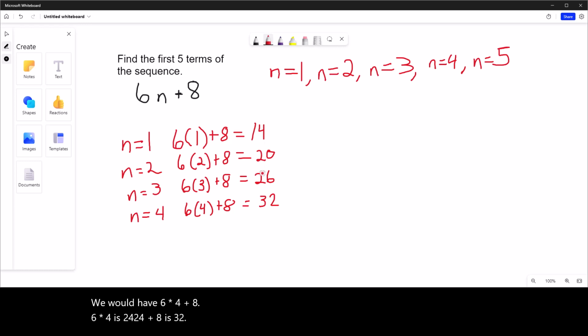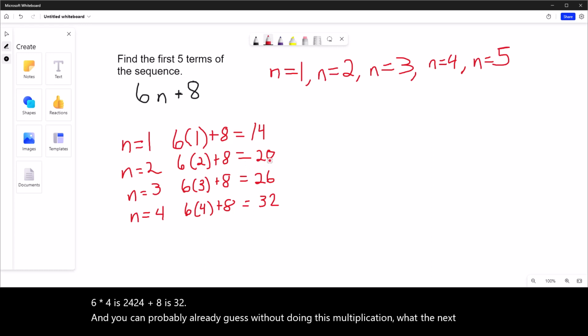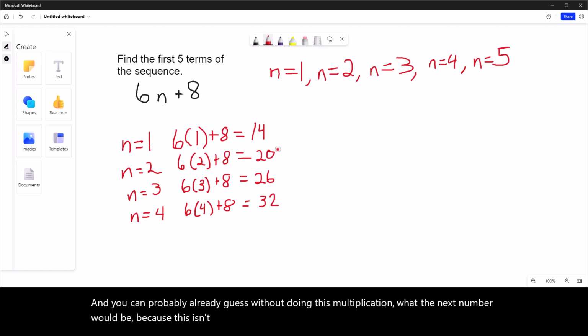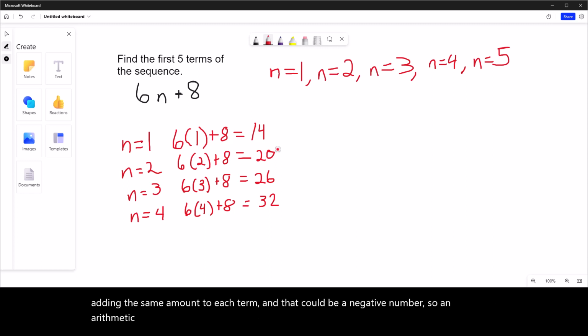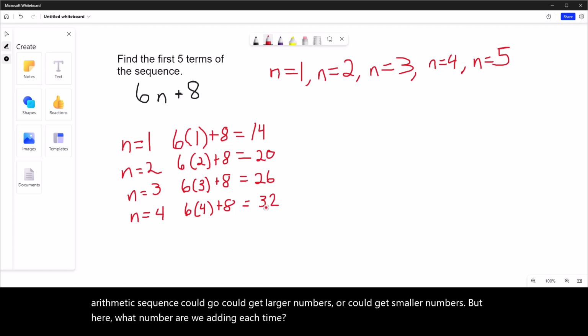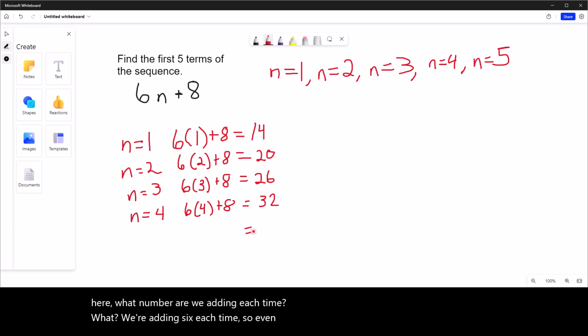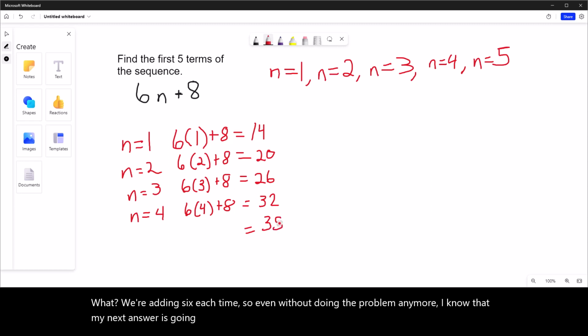And you can probably already guess, without doing this multiplication, what the next number would be, because this is an arithmetic sequence. In an arithmetic sequence, we're adding the same amount to each term. And that could be a negative number. So an arithmetic sequence could get larger numbers or could get smaller numbers. But here, what number are we adding each time? Well, we're adding 6 each time. So even without doing the problem anymore, I know that my next answer is going to be 32 plus 6, which is 38.